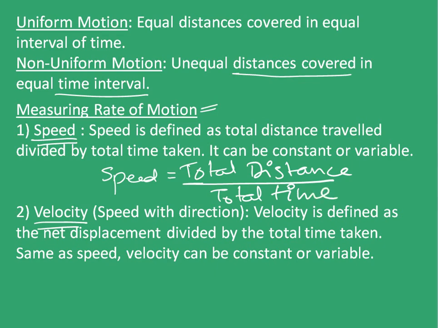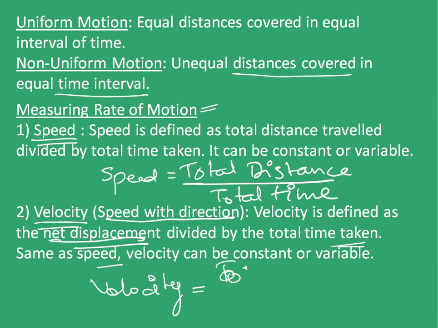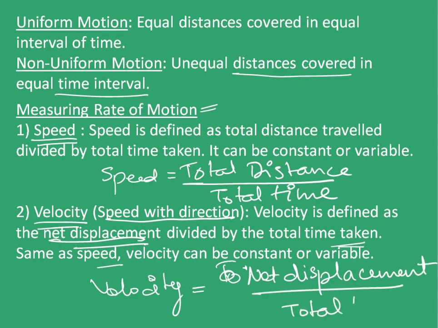Similarly, velocity is speed with direction. Velocity is defined as the net displacement divided by the total time taken. Same as speed, velocity can be constant or variable. So, velocity is equal to net displacement divided by total time.